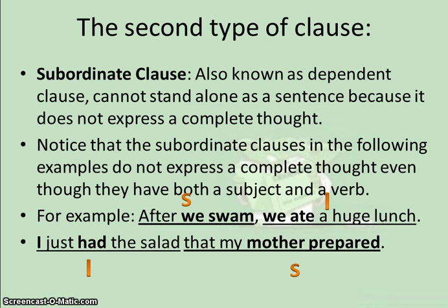Another example: I just had the salad that my mother prepared. So there's two clauses. I just had the salad is independent because it could stand by itself. That my mother prepared is not independent. That my mother prepared cannot be its own sentence. That's why it is subordinate.